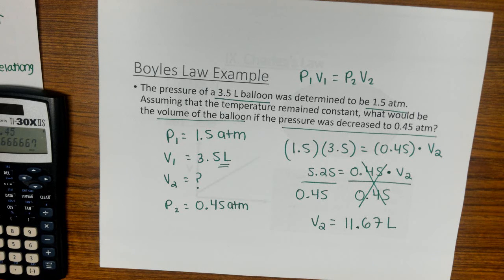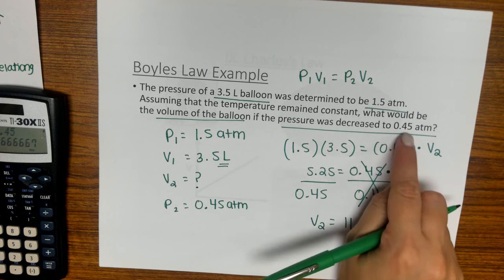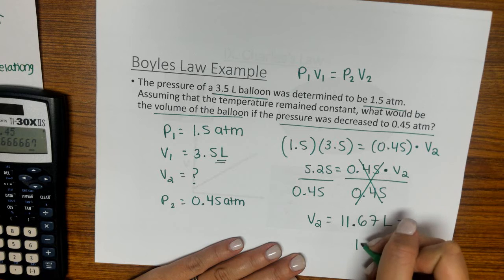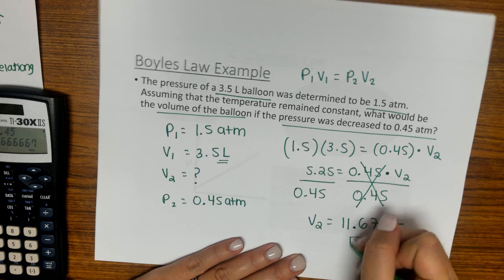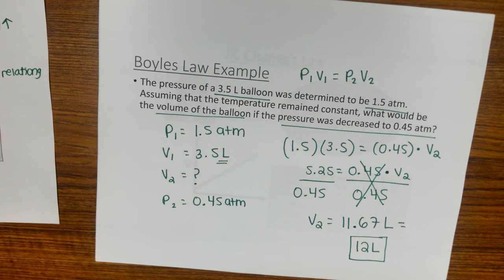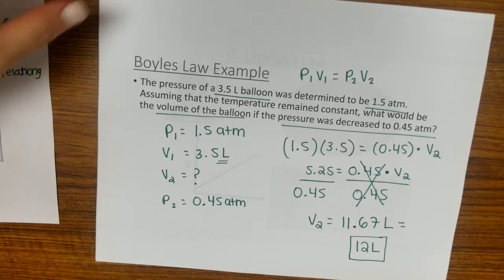And then significant figures still matter. When I look back at the problem, all of my givens were 2 significant figures, so I would round that to 12 liters is my new V2 for my final answer. And that is Boyle's Law, pressure and volume.